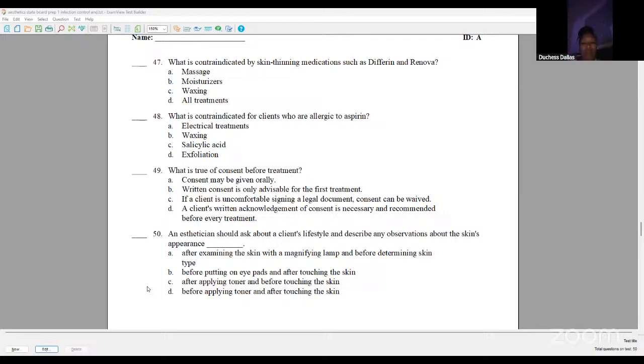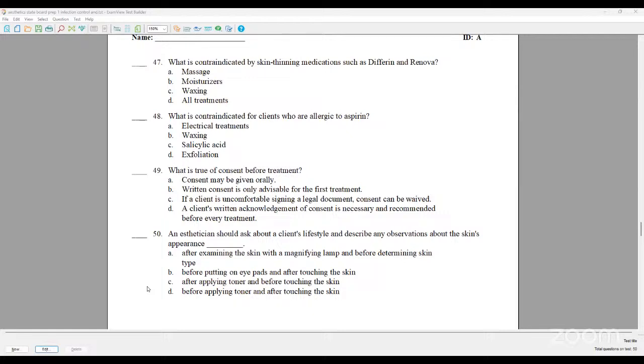Okay. Before applying a toner in facials is considered like balancing the skin, but also toner in some facials is considered that first step in removing makeup. Micellar water, makeup remover, they may use toner to remove eyeshadow and things like that to remove all the oils off the skin so you can really see what's going on with the skin. So 50 is D. Okay. I'm glad we went over that because I would have said A and I would have been wrong.